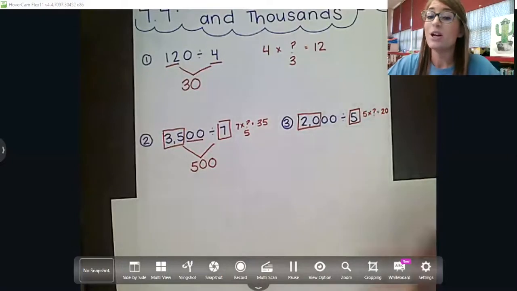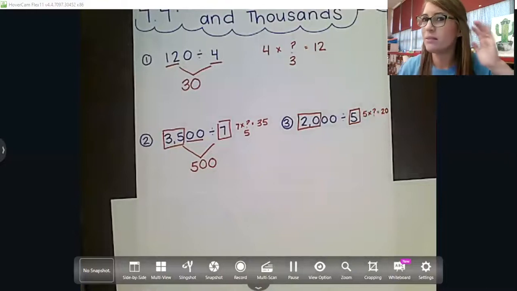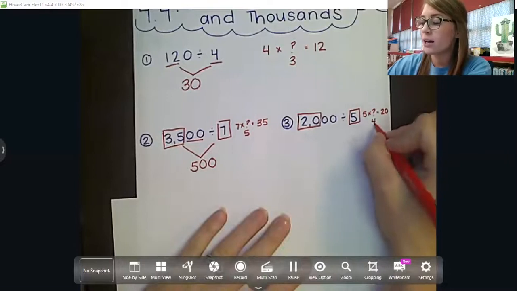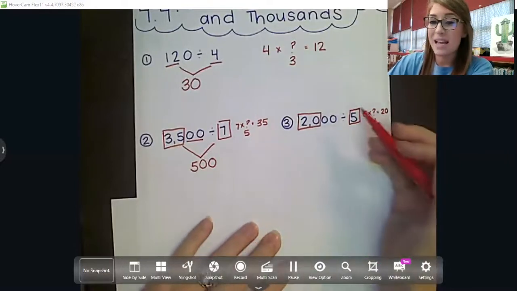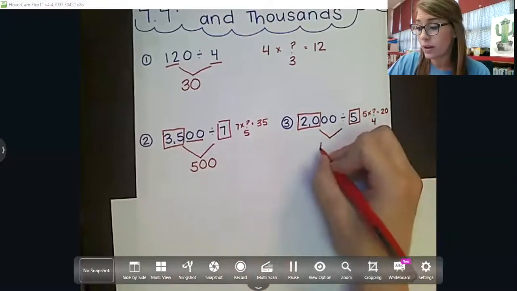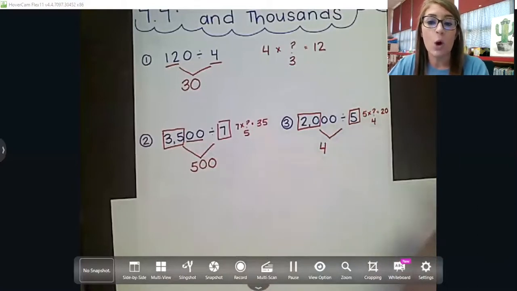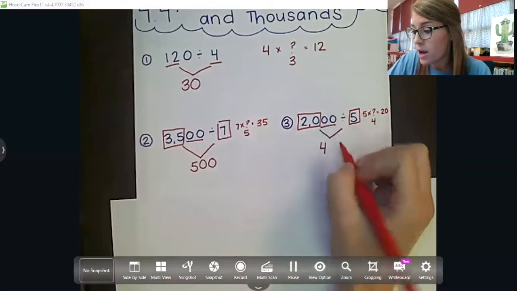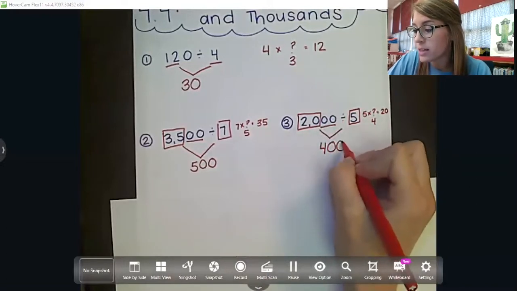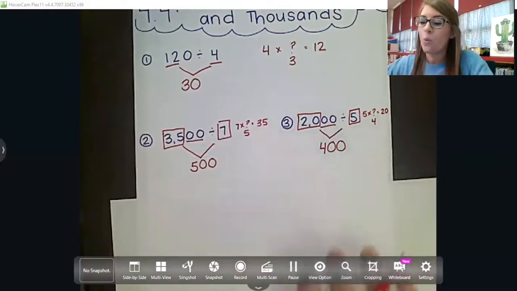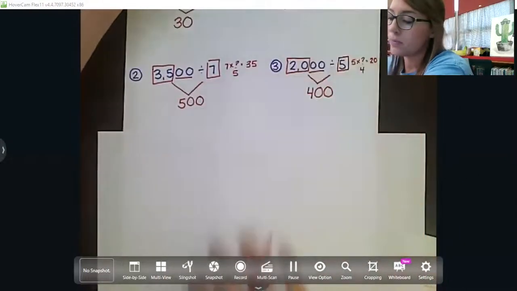Did I just say 25? Goodness gracious, I think I did. 20 divided by 5. So 5 times what equals 20? What? A little bit louder. Okay, very good. 4. 5 times 4 equals 20. Great job. So that means that 20 divided by 5 is 4. How many zeros do you see that we're going to have to add to that answer? Very good. These 2 right here are going to come down and make our answer 400. Great job, guys.